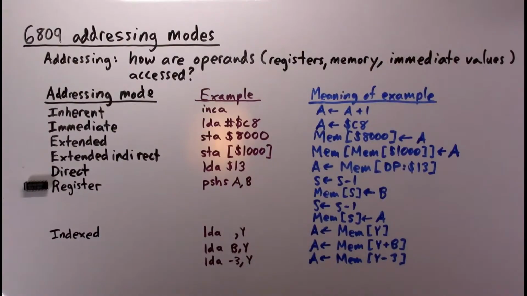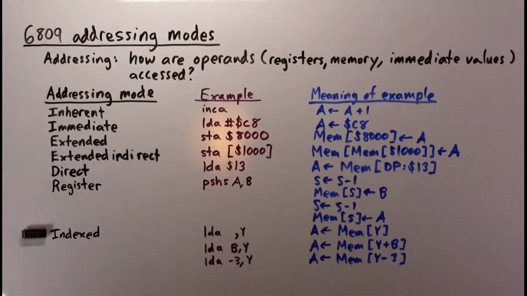The register addressing mode allows an instruction to access an arbitrary combination of registers. In the example, the push S instruction pushes the B and A registers onto the main stack. First, the address in the S register is decremented, and the value of the B register is stored at the decremented address. Then the S register is decremented again, and the value of the A register is stored.